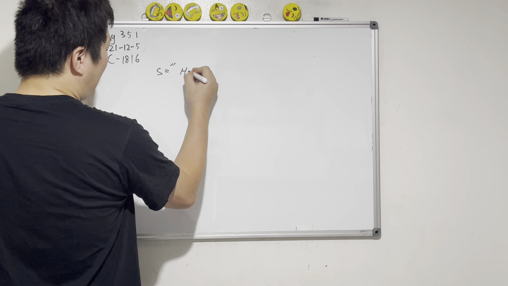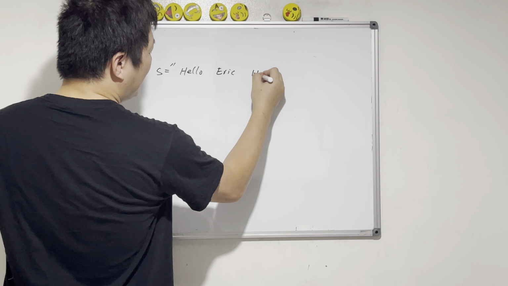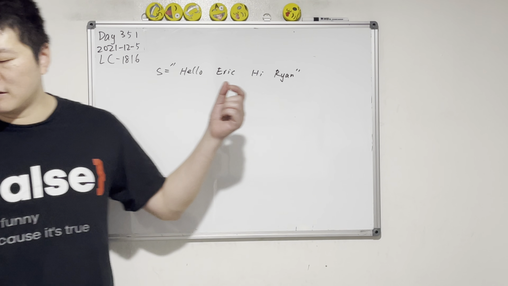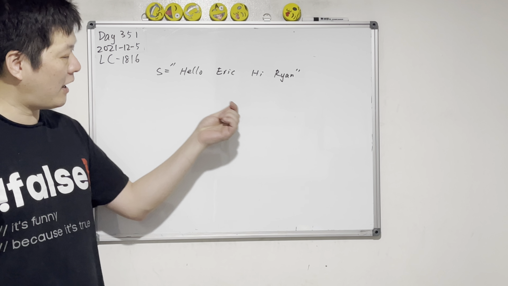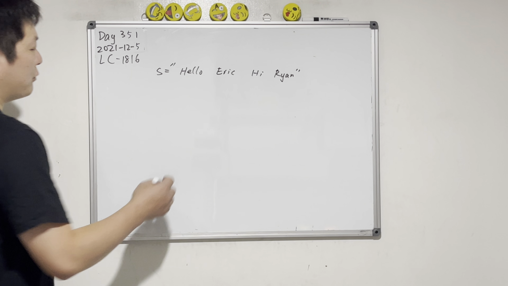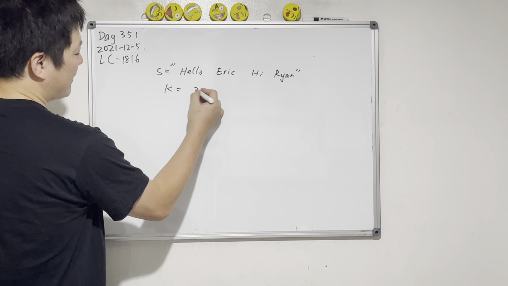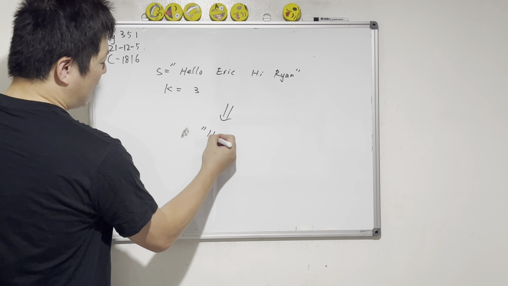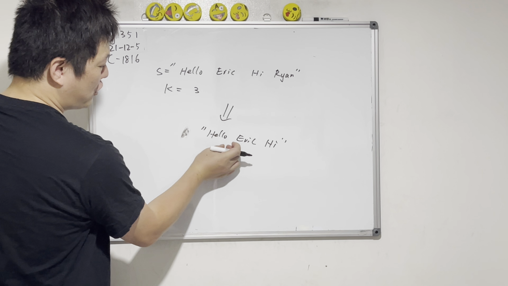So we have a sentence, S equals "hello Eric hi Ryan hi". We have a sentence with only uppercase and lowercase letters and spaces. We want to truncate the sentence to the first few words. For example, k equals 3. Then the output will be "hello Eric hi". That's it, because those are the first three words, joined by a space.